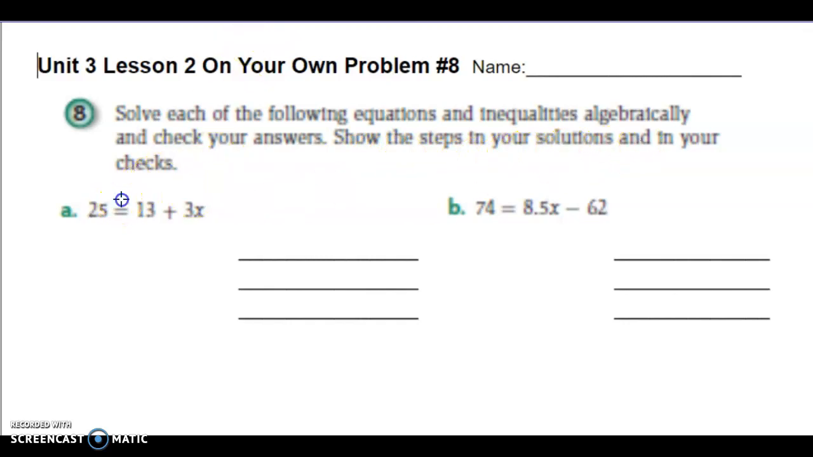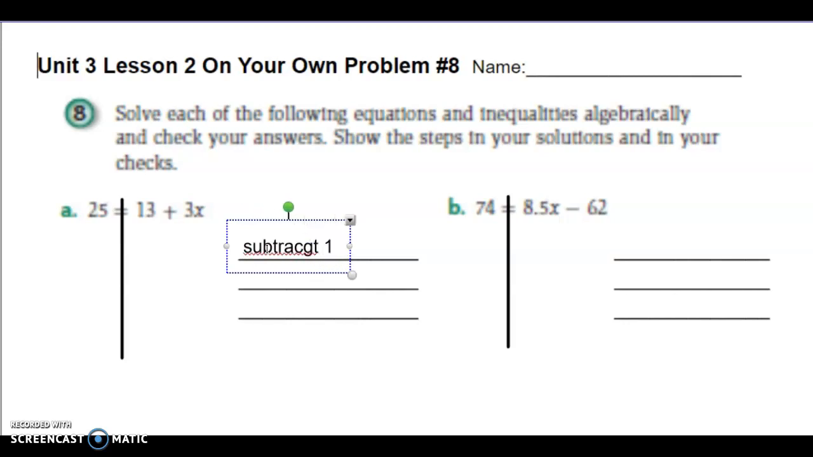The first step when we solve an equation is to keep everything organized by putting a line through the equal side or the inequality. Then for this problem, we're going to undo this 13 first. To undo the 13, we're going to subtract 13 from both sides. That would look like a minus 13 on one side and a minus 13 on the other side. This is going to cancel out, add to 0, and we just copy down our 3x.